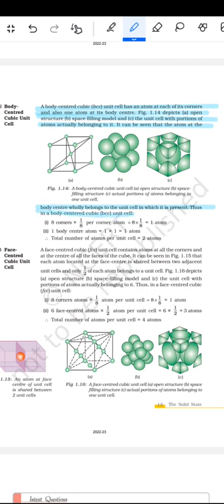Thus, in a body centered cubic BCC unit cell, 8 corners into 1/8 per corner atom, आ जाएगा 8 into 1/8 यानी कि 1 atom, और एक बॉडी सेंटर एटम इक्वल टू 1 यानी कि 1 एटम आ जाएगा. तो टोटल नंबर ऑफ एटम्स पर यूनिट सेल आ जाएगा 2 एटम्स.